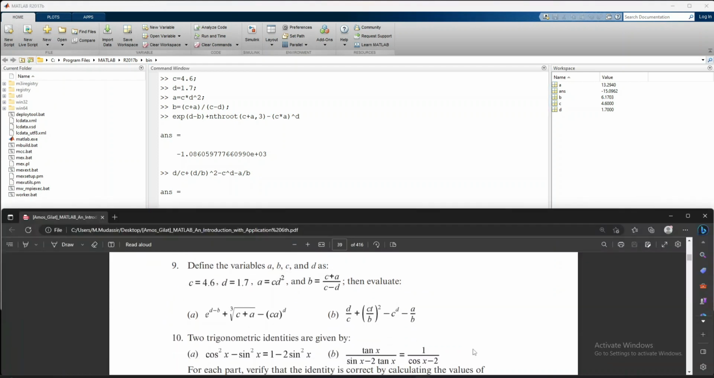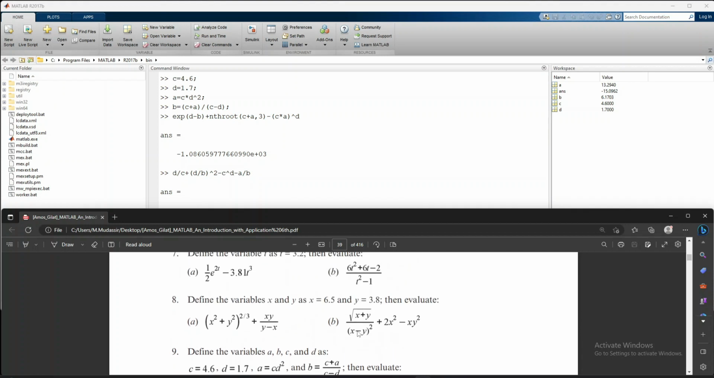You can find another example, question number 8, in which there are only two variables, x and y. So you can solve this question number 8 by yourself.